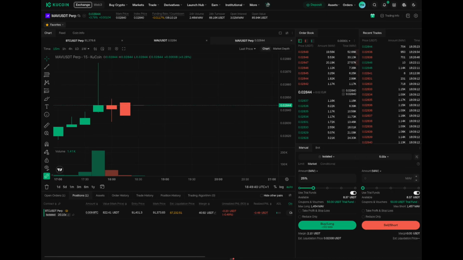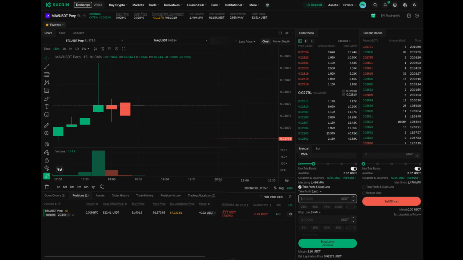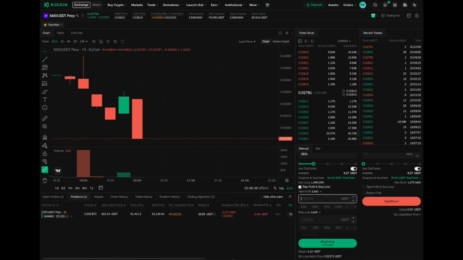Now we transfer the information from the Telegram group directly into KuCoin. If the signal says long, we select long. If it says short, we select short. The leverage is set exactly as shown in the signal. After that, we set the take profit targets.